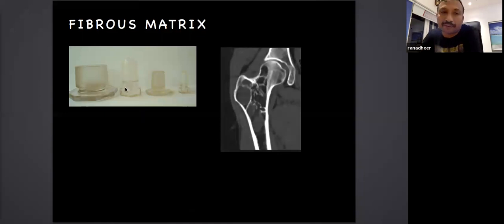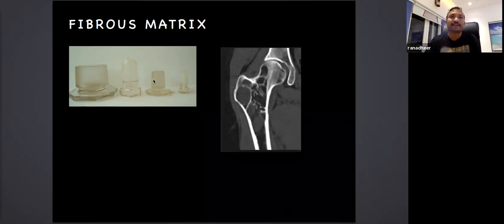Then fibrous matrix, there is a replacement of all cartilage or marrow by fibrous tissue. This is ground glass. Anytime in radiology, you will be hearing ground glass opacity. The ground glass opacities appear like ground glass. So they have an HU more than that of fat but less than that of bone, and these fibrous areas are seen in fibrous dysplasia. So this is fibrous matrix.